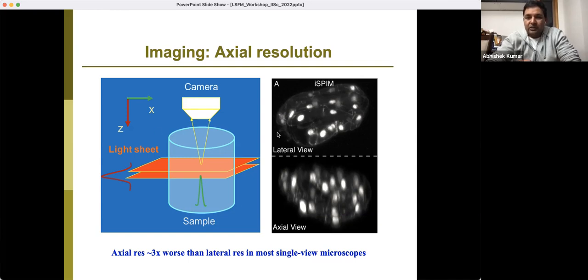And as you can see in this example, this is an XY lateral view of a C. elegans embryo, where you're looking at these cells, and if you look from the axial dimension, these cells look a little elongated.